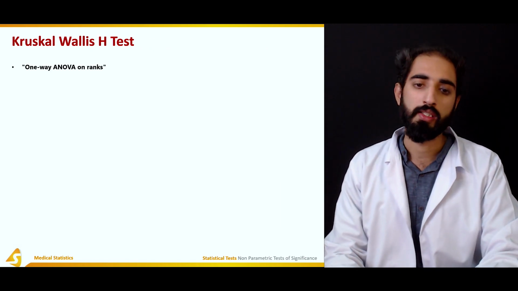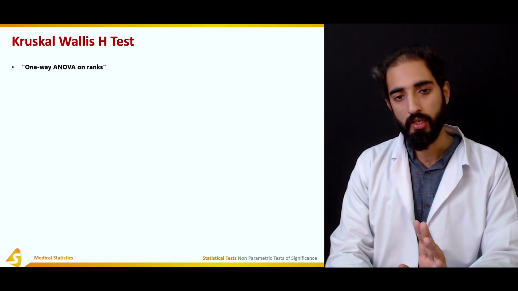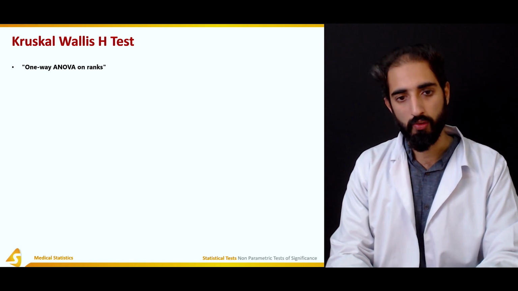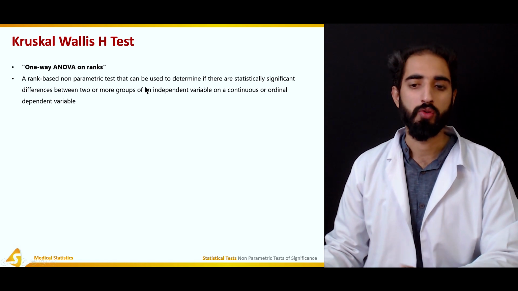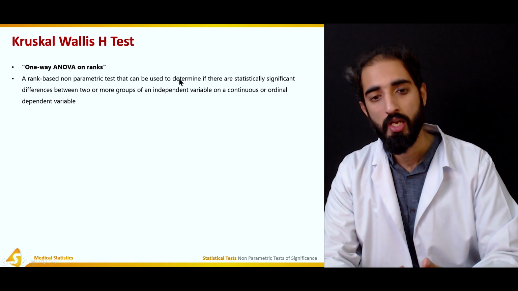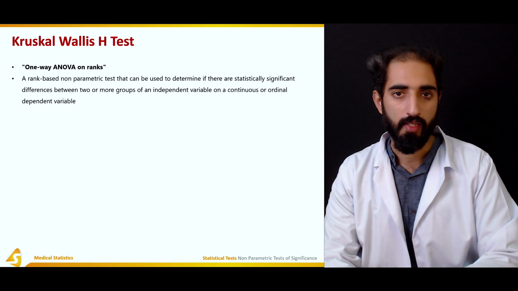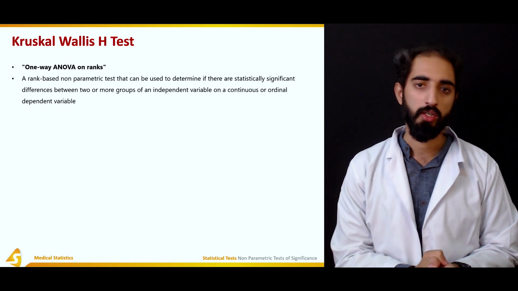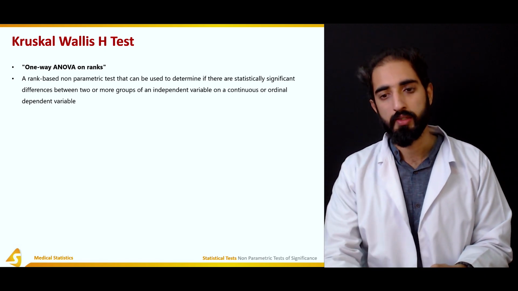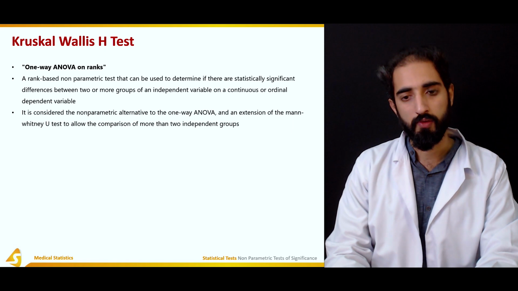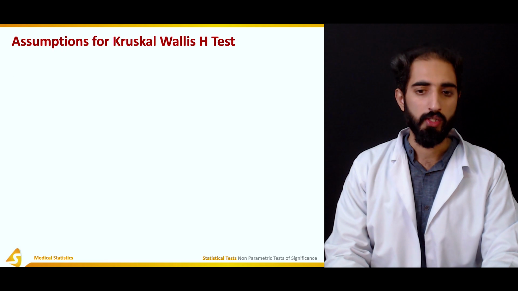Now, the Kruskal-Wallis H test, which is also known as one-way ANOVA on ranks, is a non-parametric substitute for the one-way ANOVA, and a rank-based non-parametric test that can be used to determine if there are statistically significant differences between two or more groups. For example, there are 4 or 5 groups in your study and you want to compare them. For that, you cannot use the Mann-Whitney U-test because it only compares 2 groups. So for that, you can use Kruskal-Wallis. And it is considered a non-parametric alternative to the one-way ANOVA and an extension of the Mann-Whitney U test to allow the comparison of more than 2 independent groups.